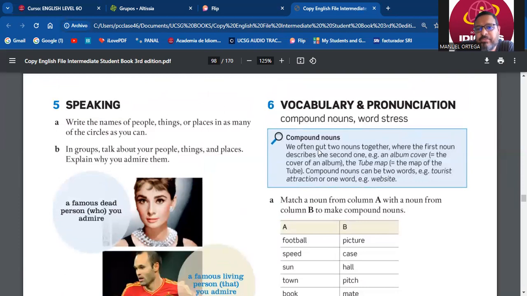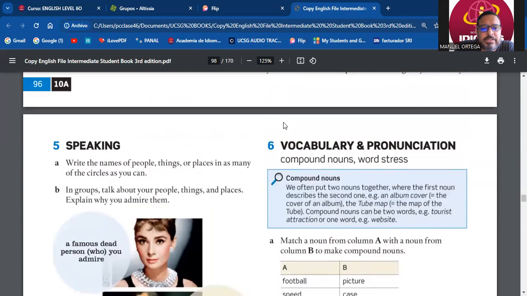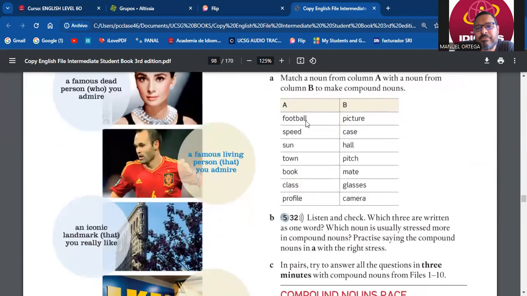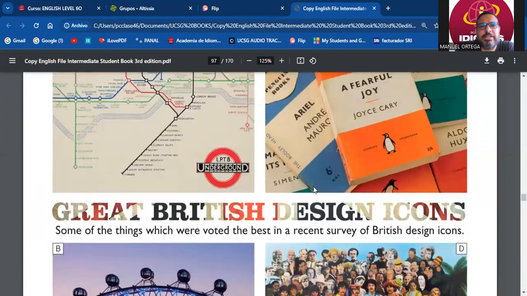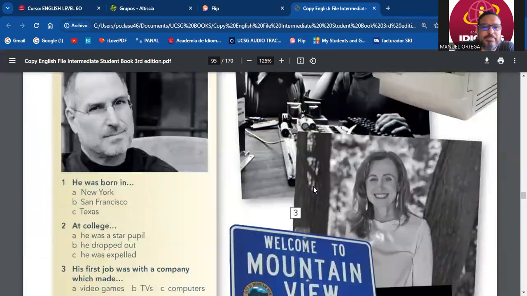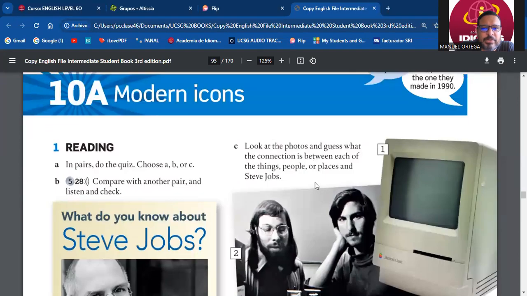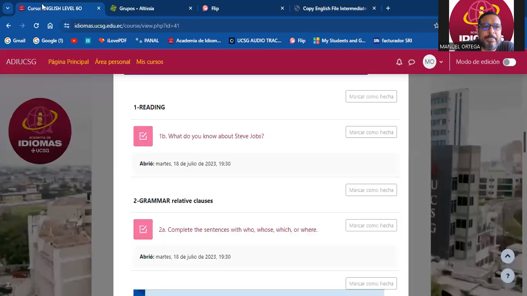Compound nouns are when you put together normally two nouns. Here you see examples, like football. By joining these words, we can make a new noun. Sunglasses, for example: you put the words together and you have a new noun. But we are going little by little as we go through all the activities on the platform. Remember that today we're going to work on unit 10A. So let's start, shall we?